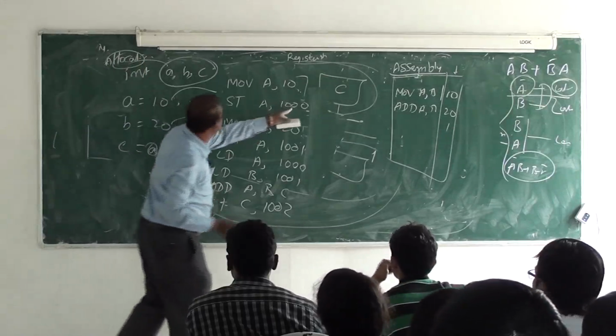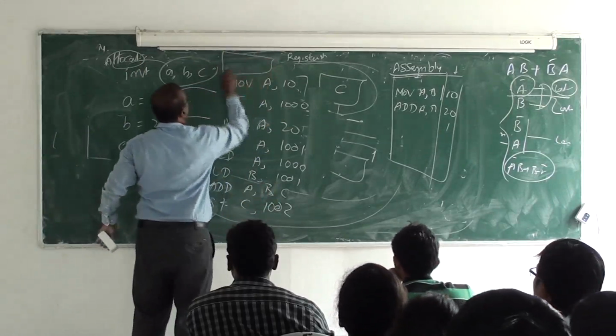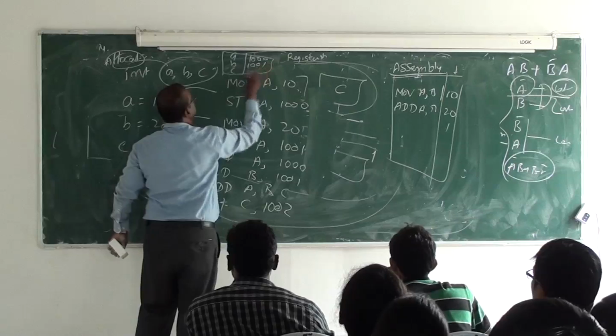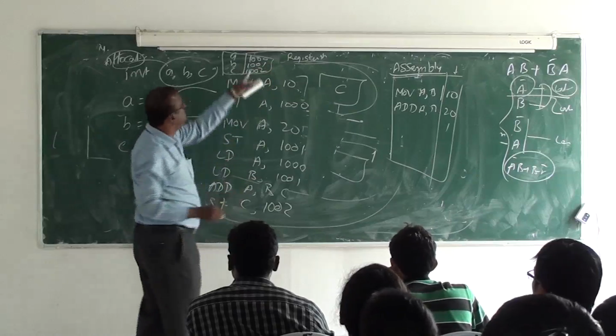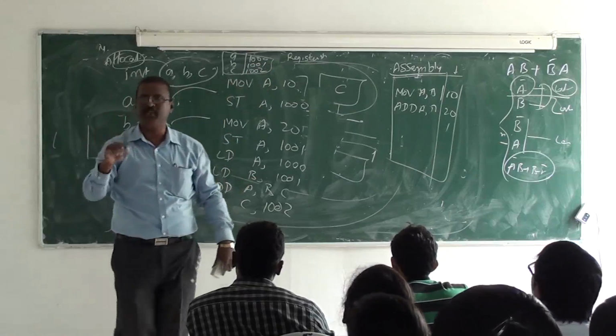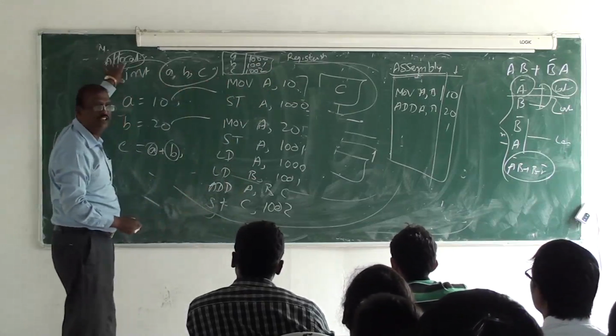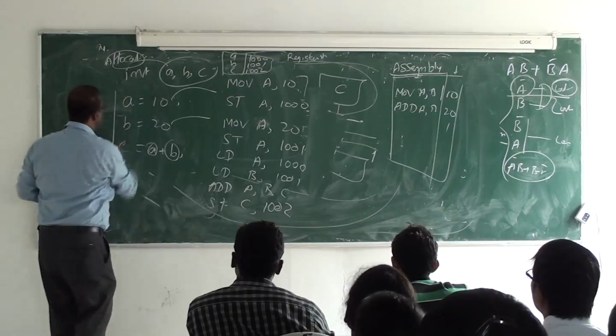I allocate 3 memories. So I create a table for A, B, C. A 1000, B 1001, C 1002. This table is called symbol table. I create a table for this allocation. After the allocation, I am doing the operation.